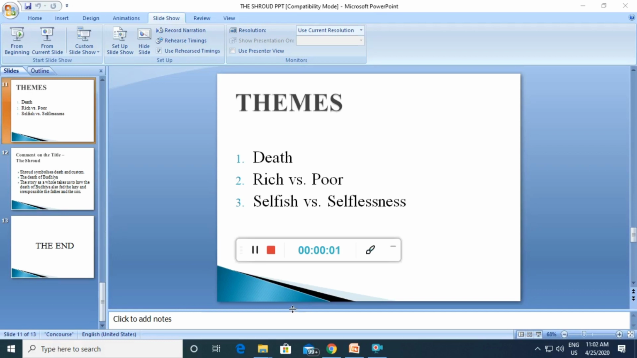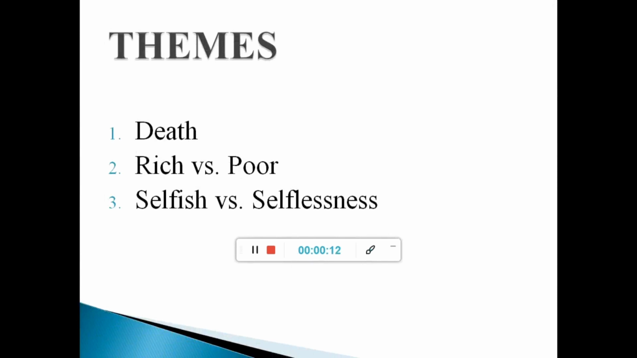Okay, now the next thing that we are moving on to is themes. There are three themes in this short story. The first theme is death, the death of Budhiya, who was very innocent, a responsible woman, and who also looked after the family, the father and the son.